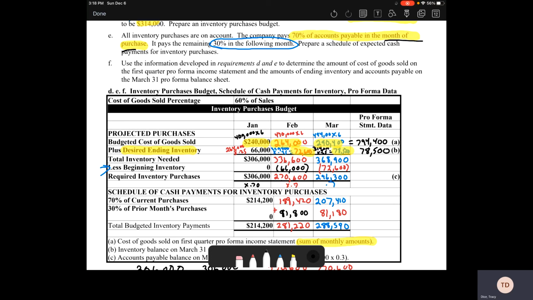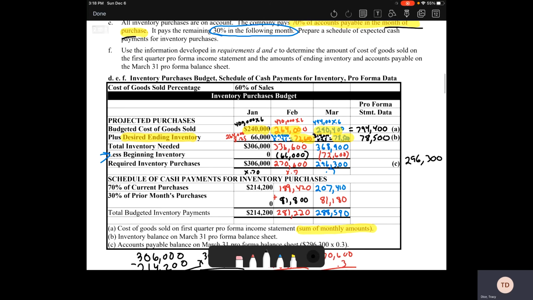So now we look at the 296,300. We paid off 70% of that in March, which means that at the end of March, we still have 30% of that left. So 296,300. And again, you can do this one of two ways. You can either subtract the 207,400 that we paid off, or take it times 0.3. When you do that, you should find that we have $88,890 left in our accounts payable that we will need to pay off in the month of April.